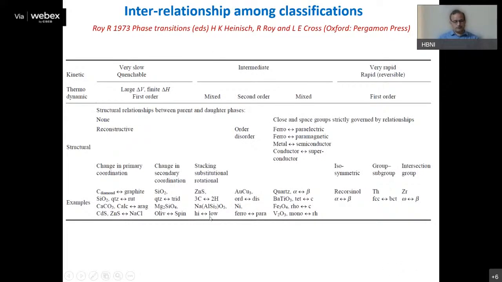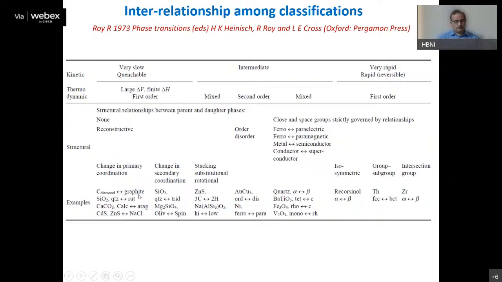Here I have shown some examples of these different types of phase transition, as classified based on the kinetics, based on the thermodynamics, and also based on the mechanism of phase transition. For example, this diamond to graphite or graphite to diamond transition. This is a reconstructive kind of phase transition which requires a large amount of volume change and some finite enthalpy change, a first order phase transition.